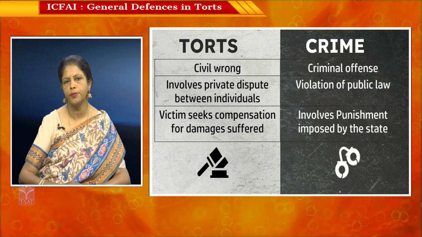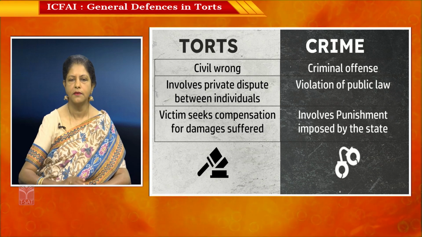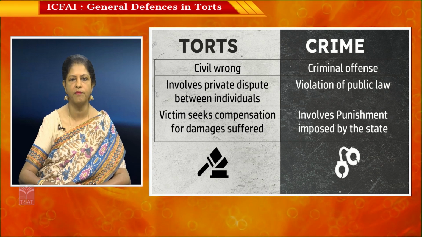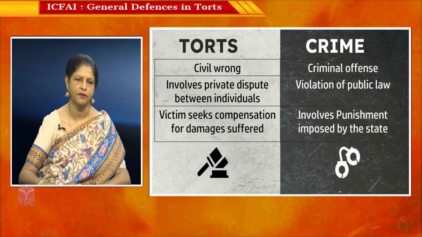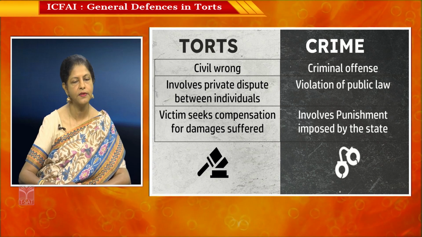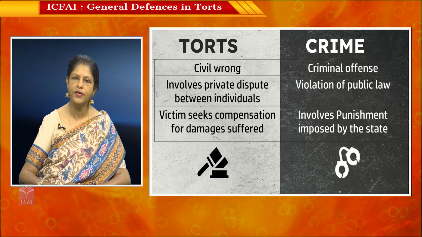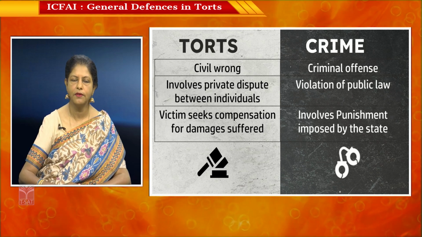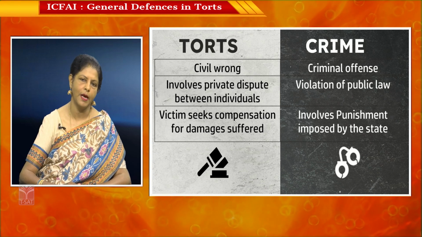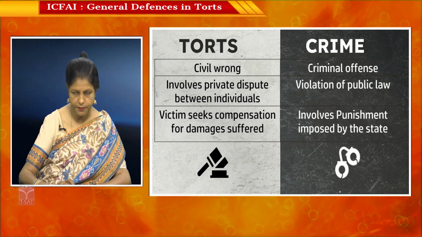Now, torts have to be differentiated from crime. Normally, crime is a criminal offense. It's a violation of public law and it involves punishment which is imposed by the state. But a tort is a civil wrong and it is strictly between individuals, and here the victim seeks compensation in the form of damages. Whatever he has suffered, he may claim monetary damages, whereas crime may result in punishment by the state.